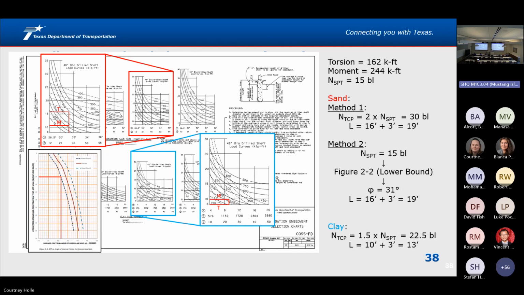And so if I look at the second method, which would be to translate those SPT blow counts to the angle of internal friction based on the chart in the geotech manual, I get roughly the same answer. So based on that chart in the bottom right corner here, that puts us at a 31-degree friction angle, or around 16 feet again, up to 19.